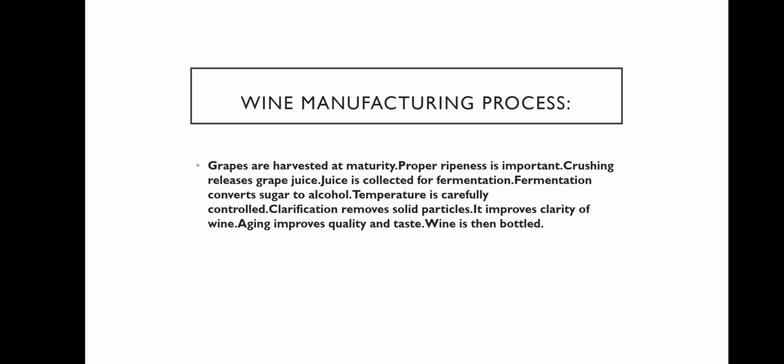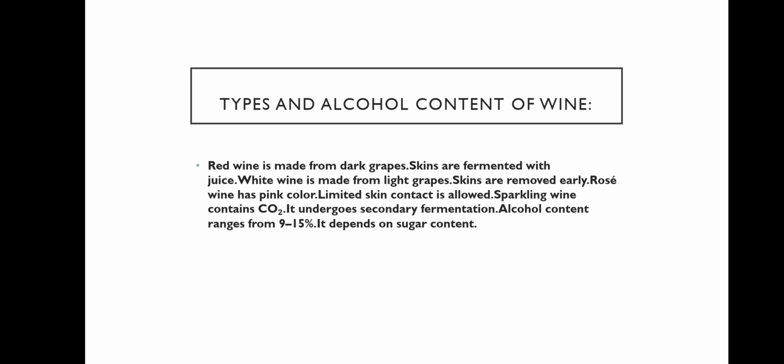Wine manufacturing process. Grapes are harvested at maturity. Proper ripeness is important. Crushing releases grape juice. Juice is collected for fermentation. Fermentation converts sugar to alcohol. Temperature is carefully controlled. Clarification removes solid particles. It improves clarity of wine. Aging improves quality and taste. Wine is then bottled.